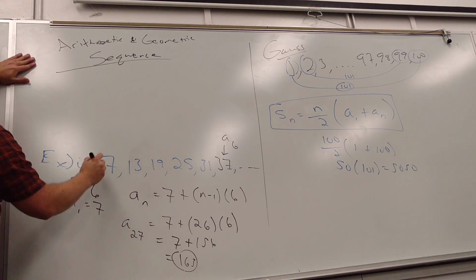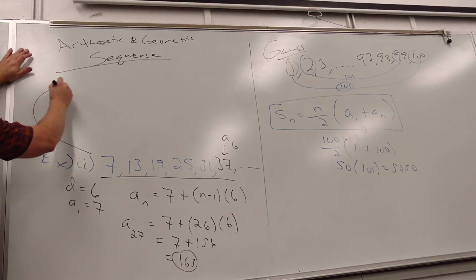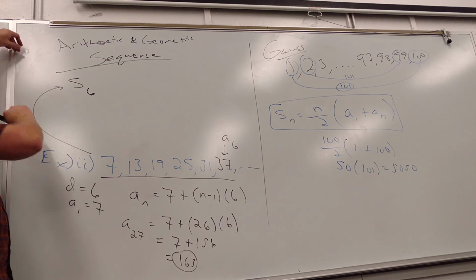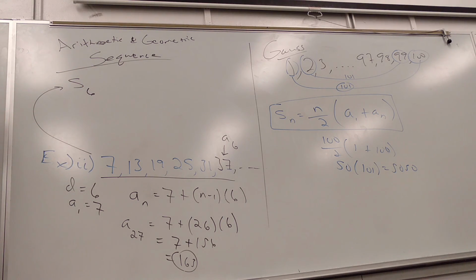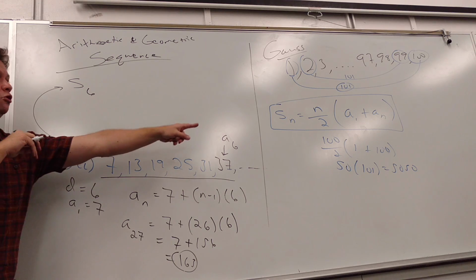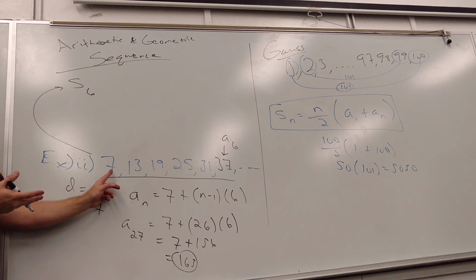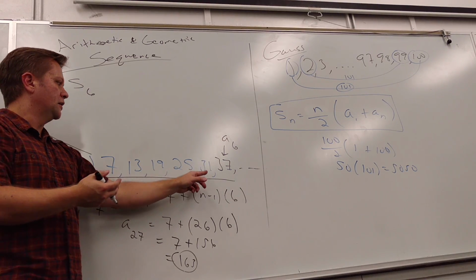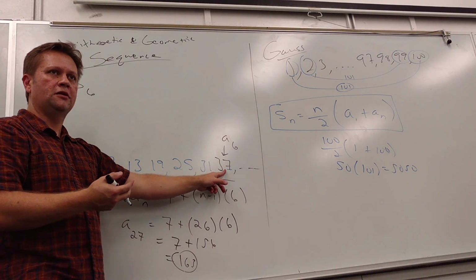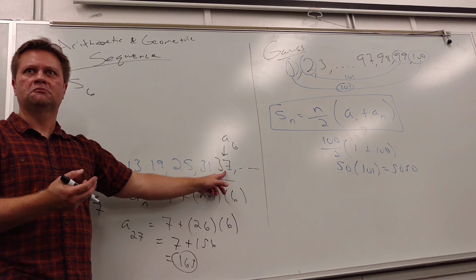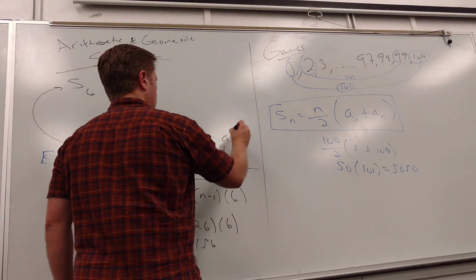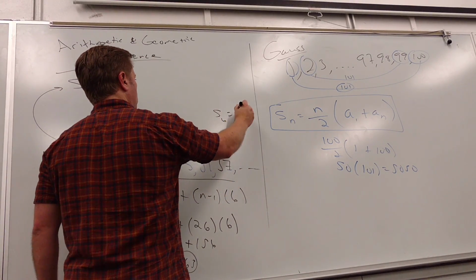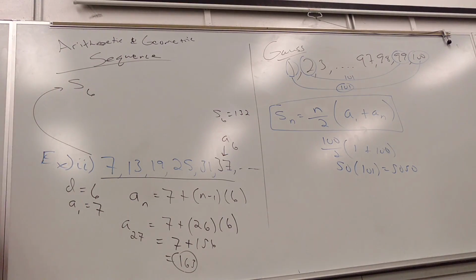So if I wanted this sequence, and I want to know what the sum of the first 6 numbers is. Well, before we even do the formula, what is it? Let's just add them together. 20, 39, 64, 95, 132. Does that sound about right? Well, let's see if I'm right. So I predict that S6 will be 132, if I added those right in my head.